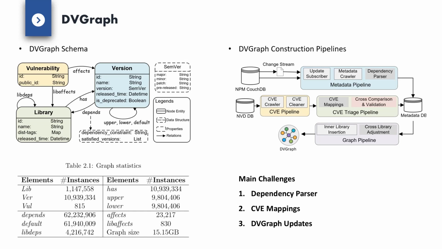There are two main challenges during the construction. First, the diversity of NPM dependency constraints makes it complex to resolve satisfying versions. We propose and develop a robust dependency constraint parser based on node Semver to handle not only Semver version ranges but also version tags, GIT URLs, and remote links. Second, since the affected libraries and version ranges of CVEs are usually given in free text descriptions, it is difficult to automatically recognize with high precision.